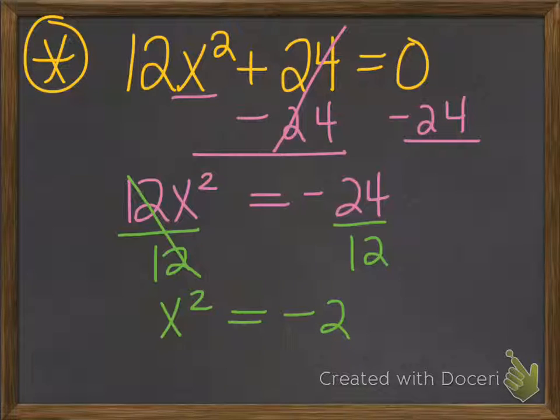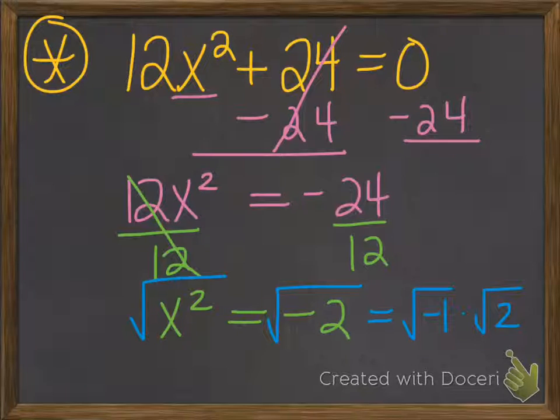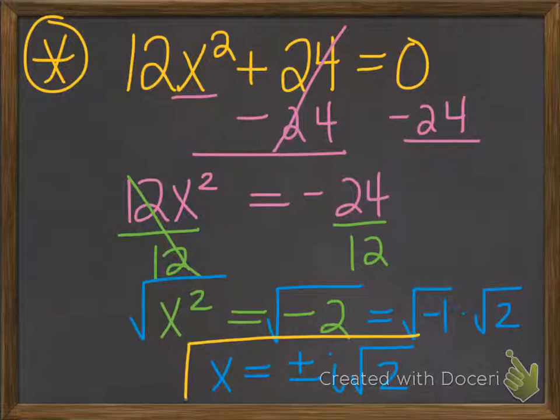Now once again, I'm going to take the square root of both sides, and the square root of negative 2 is equal to the square root of negative 1 times the square root of 2. The square root of negative 1, once again, is i, and the square root of 2 is not a perfect square, so we're just going to leave it as a square root. But we're also going to remember to put the plus or minus so that the number of solutions matches the degree of the function.